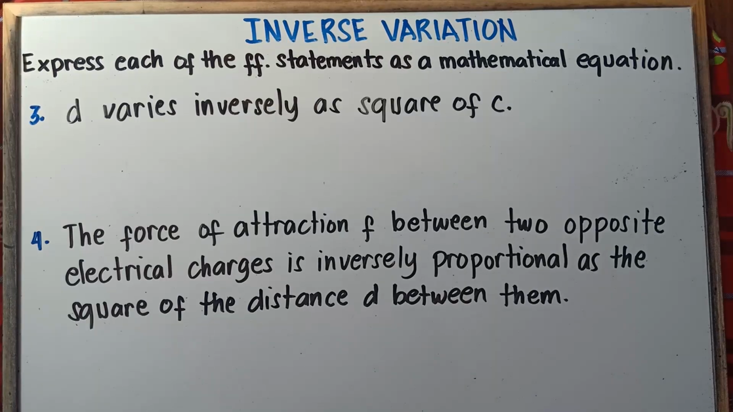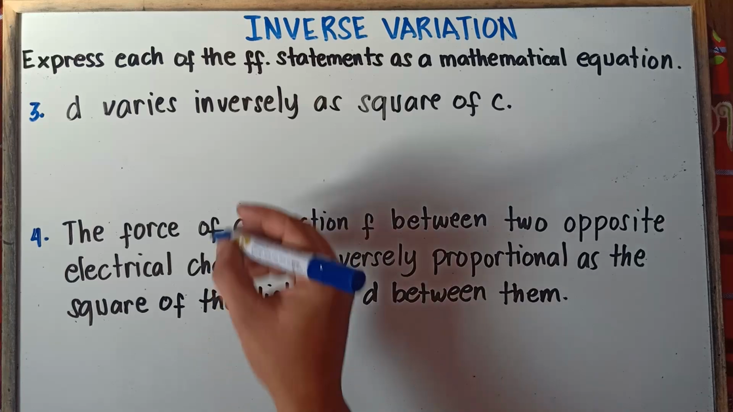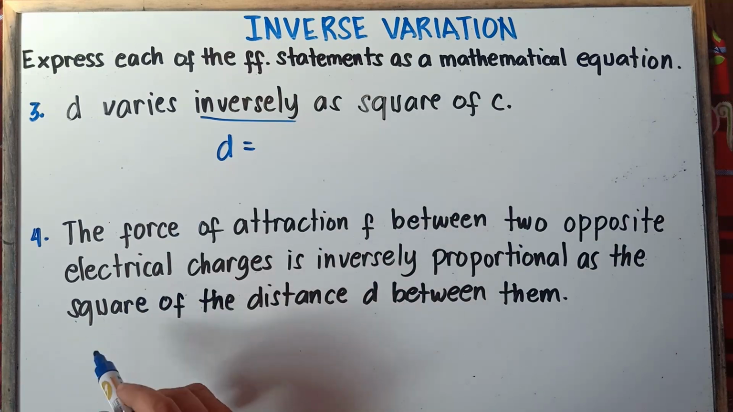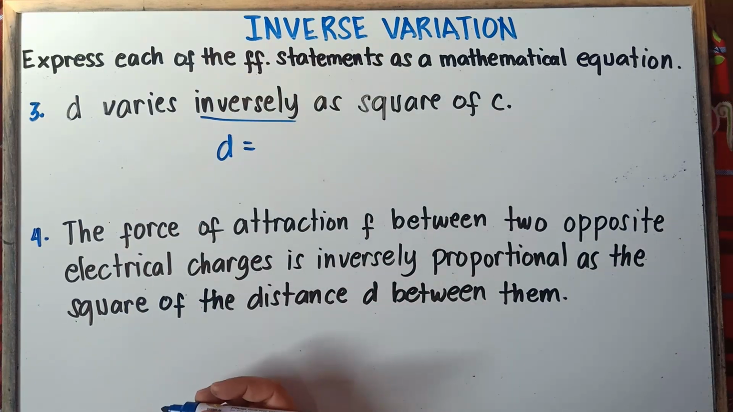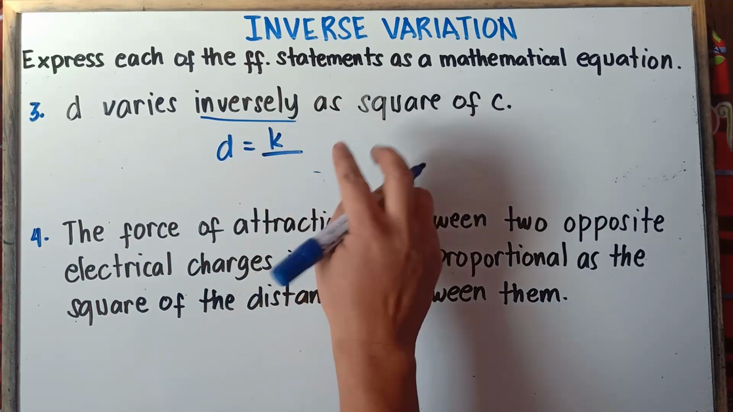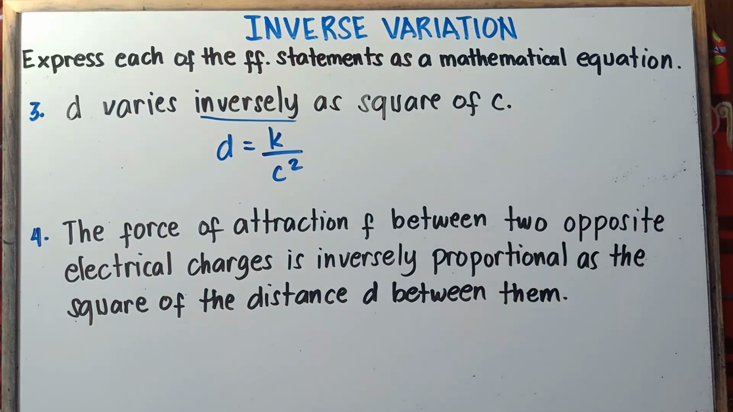Alright, so let's work on example number 3. D varies inversely as the square of C. How do you write this, class? That's correct. That would be D equals, once again, you have the keyword inversely, there's something to do with division. So that would be D equals K over the square of C, so that would be C squared. The square of C would be C squared. That's it, class. That's the answer for number 3.